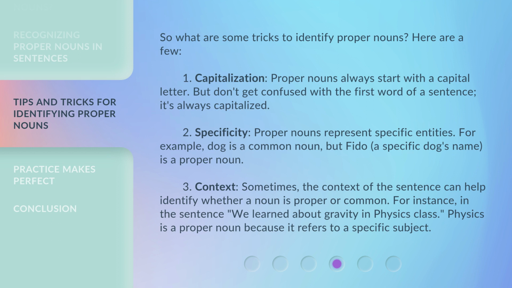3. Context. Sometimes, the context of the sentence can help identify whether a noun is proper or common. For instance, in the sentence, "We learned about gravity in physics class." Physics is a proper noun because it refers to a specific subject.